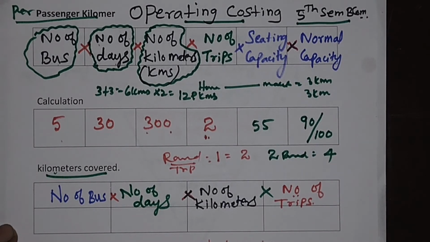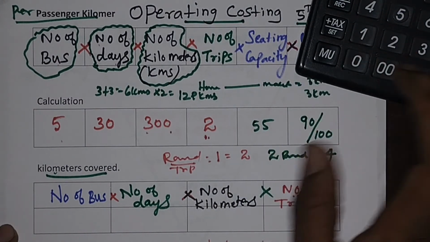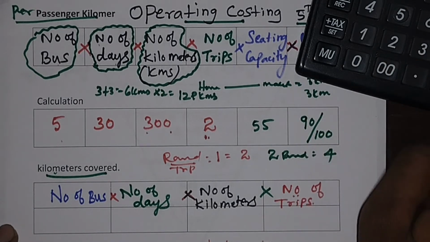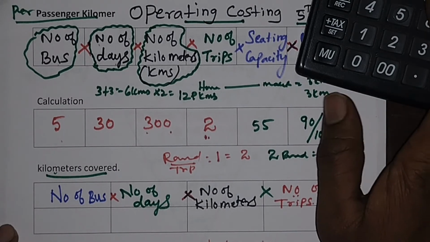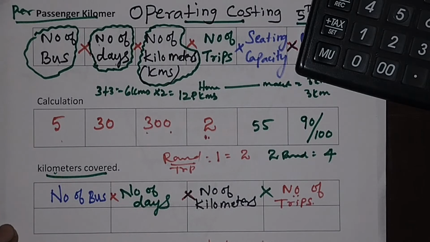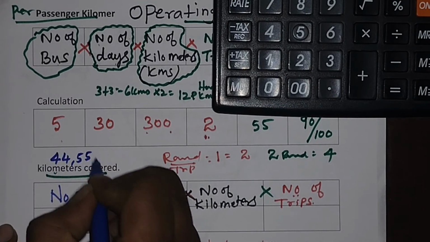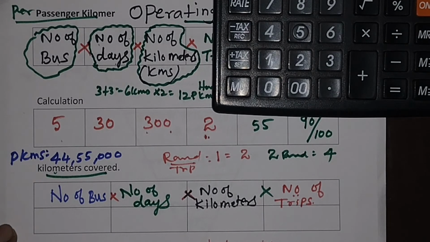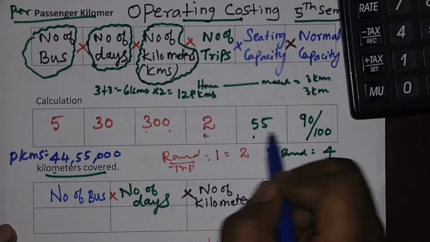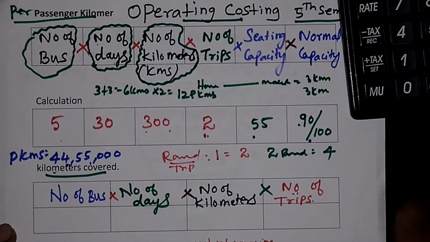Now what we have to do is multiply and find this. I have 5 buses, it runs all the 30 days in a month, into 300 kilometers in one time. Per day it is 2 times, into 55 passengers into 90%. It means that in a month they are covering 44 lakh 55,000 passenger kilometers. Since I take passengers and the normal capacity, I get 44 lakh 55,000 passenger kilometers.